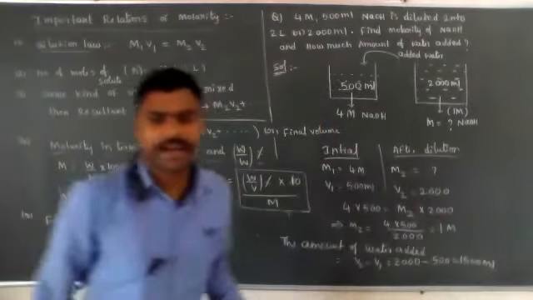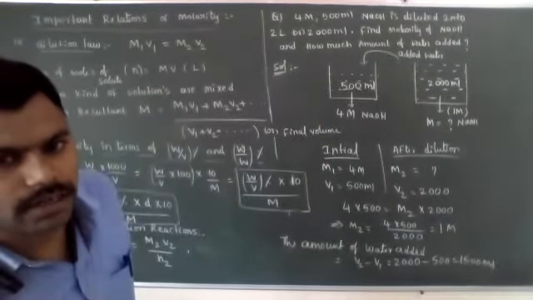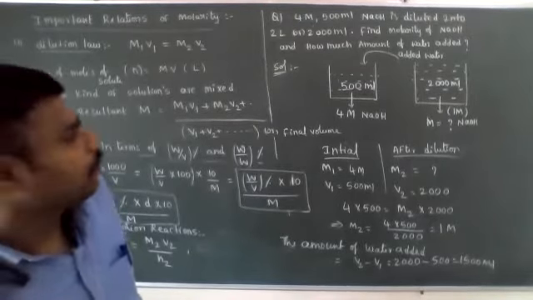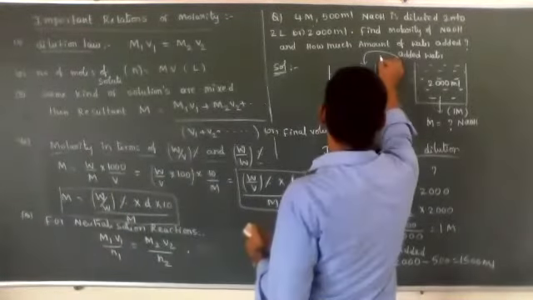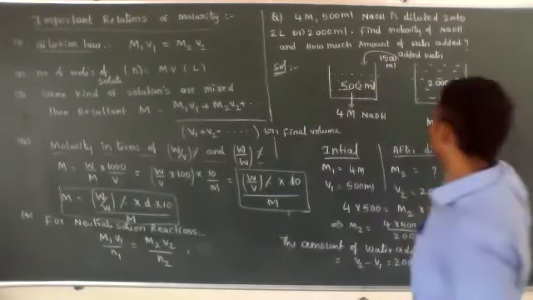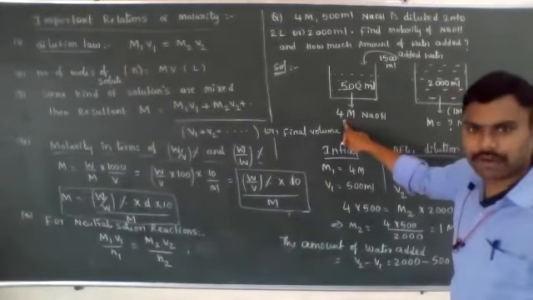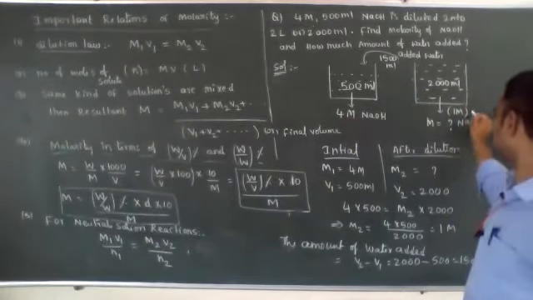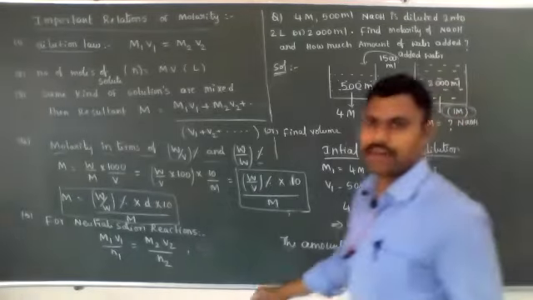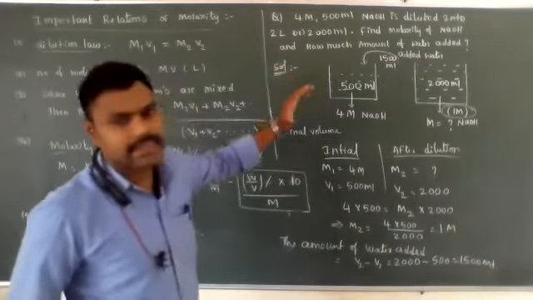So we added 1500 ml of water. By the addition of 1500 ml of water, the total volume becomes 2000 ml, but the concentration is decreased from 4 molar to 1 molar. That kind of problem is known as dilution.